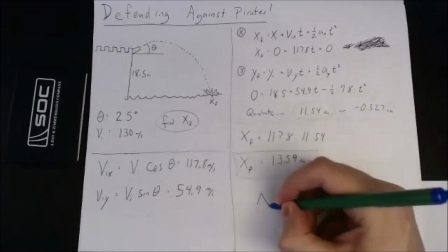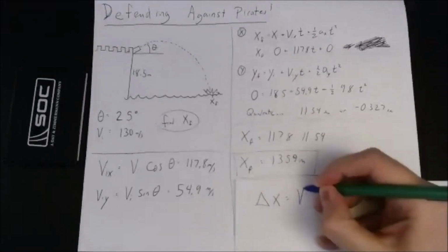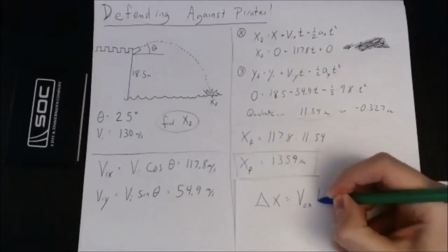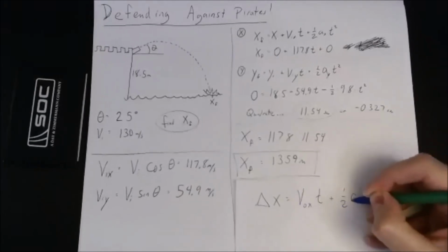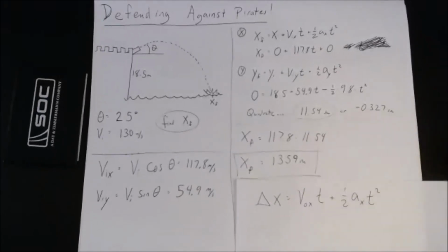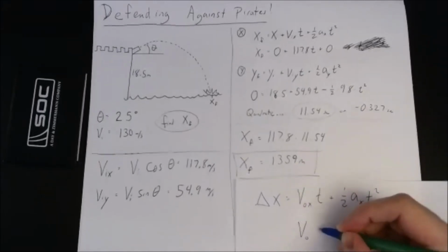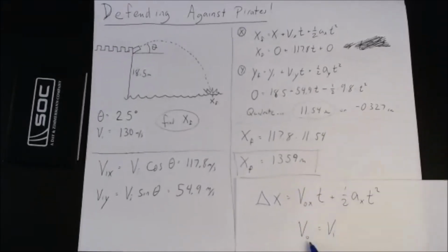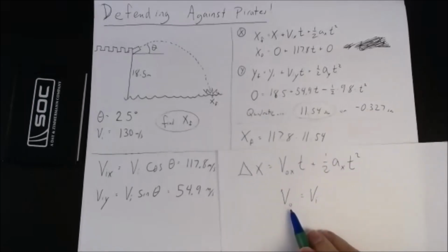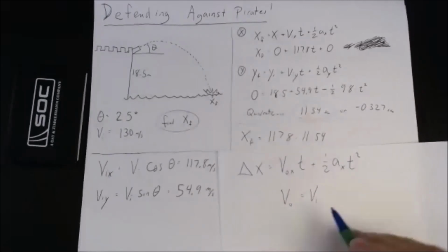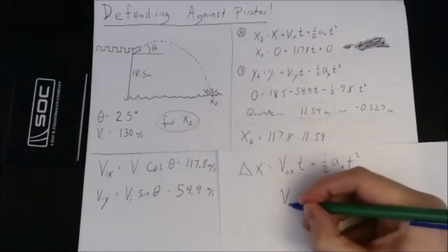The equation that I gave you before was delta x is equal to v0 x t plus 1/2 a x t squared. Now, at some point, I said that v0 is the same as vi, because that means the velocity at time equals 0, and that means the velocity initially. The O and the I actually mean the exact same thing in different books.